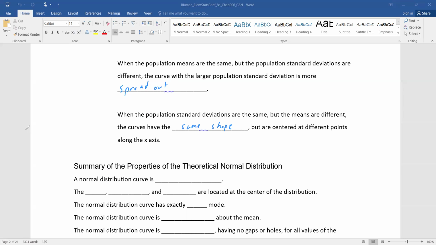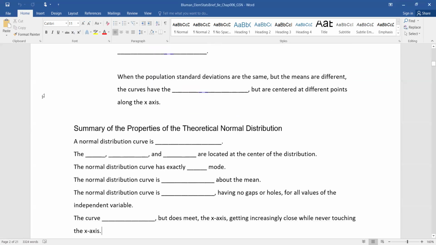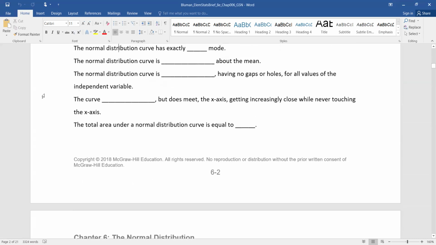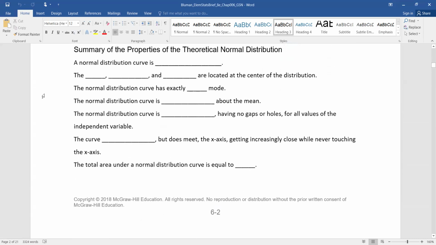All right, so I'm going to scroll this up because there are a lot of properties. Summary of the properties of the theoretical normal distribution. Again, theoretical just means what should happen, and then we can make a normal distribution out of it, versus if we actually did some trials, something different could happen. But if we did an infinite amount of trials, it would all go back to the theoretical. All right, so a normal distribution curve, again, is bell-shaped.